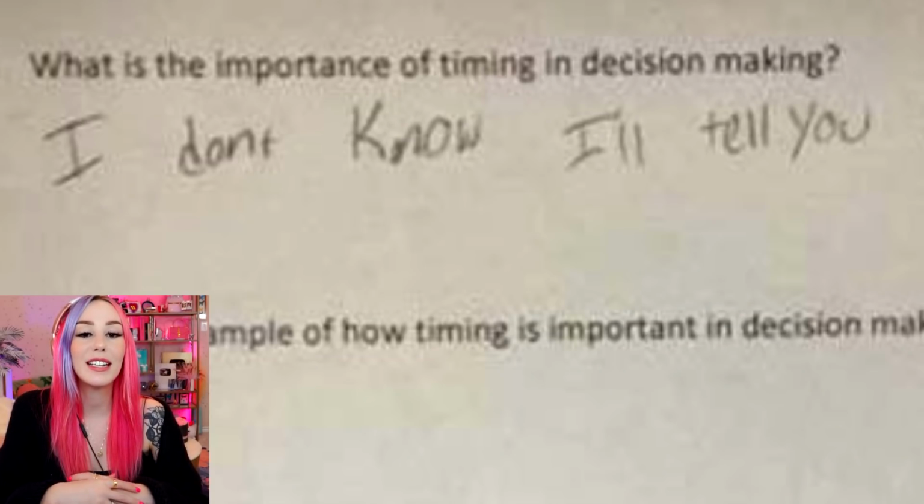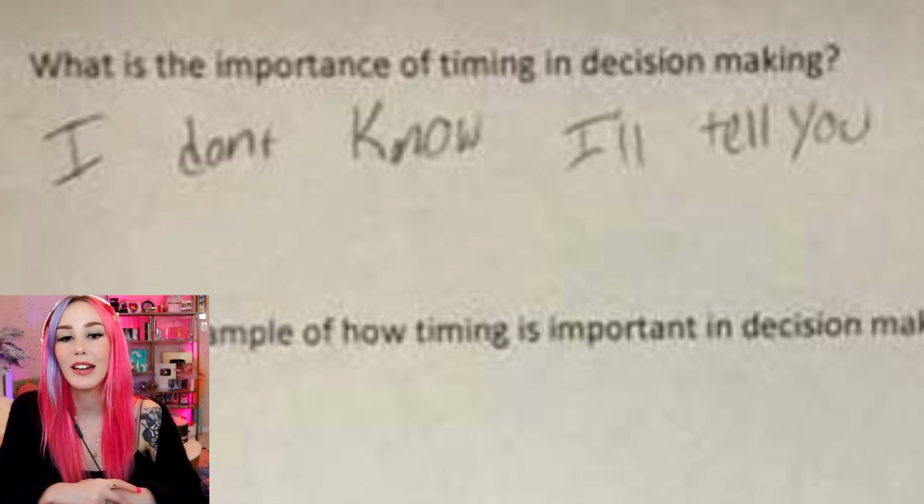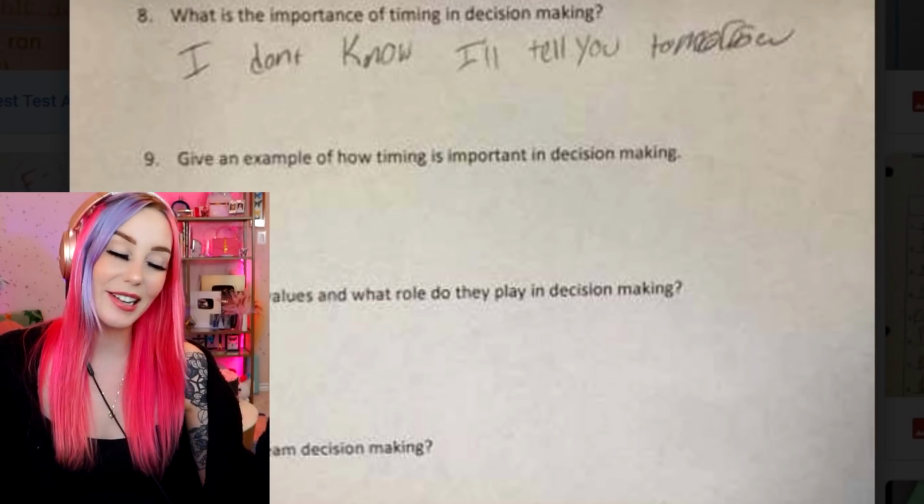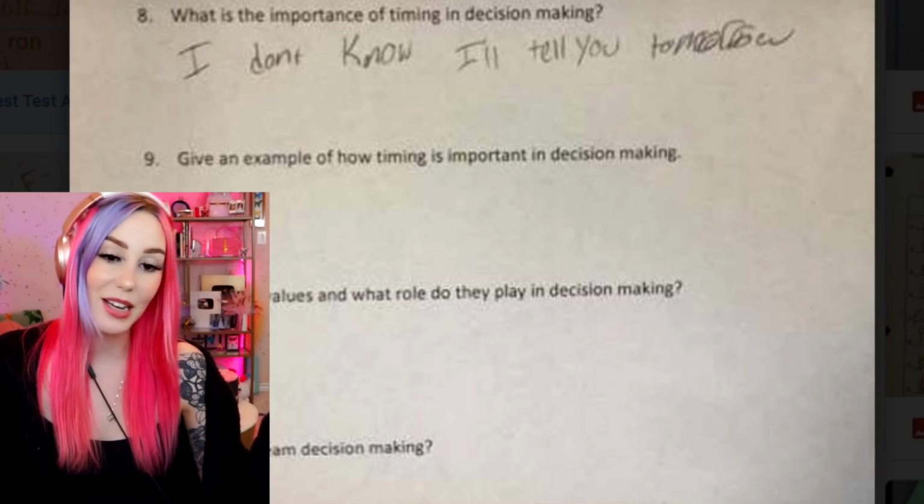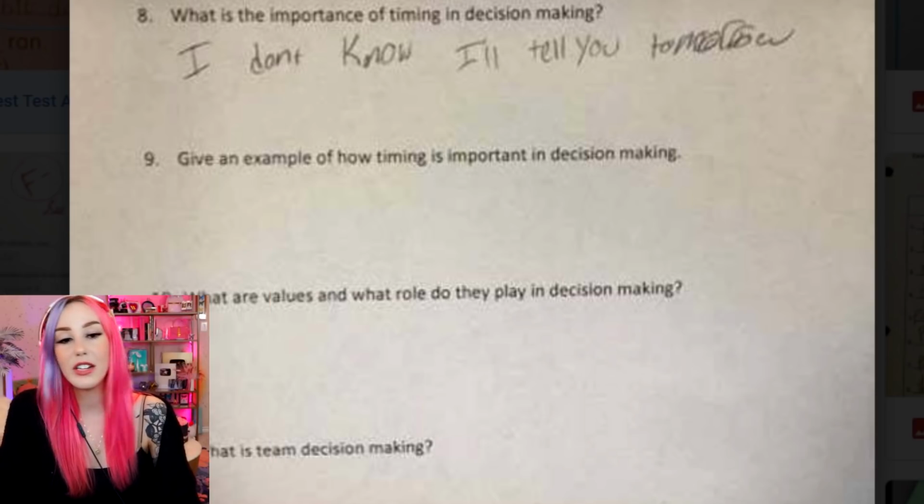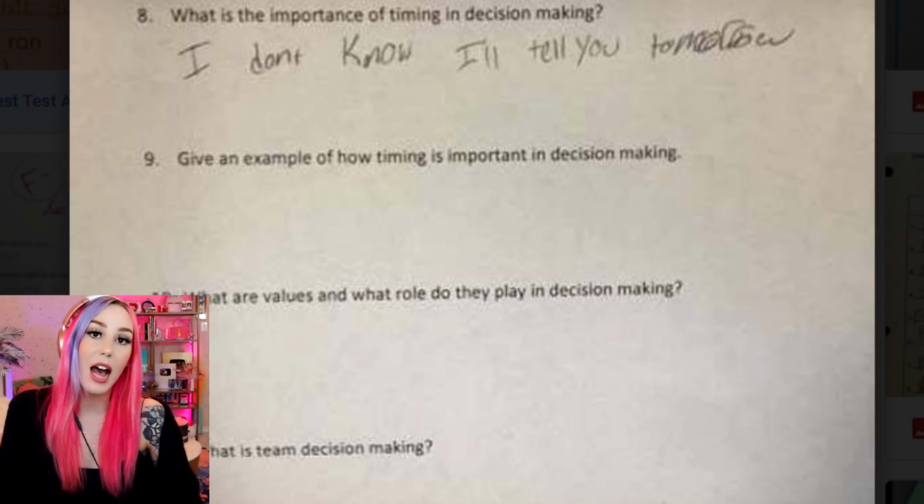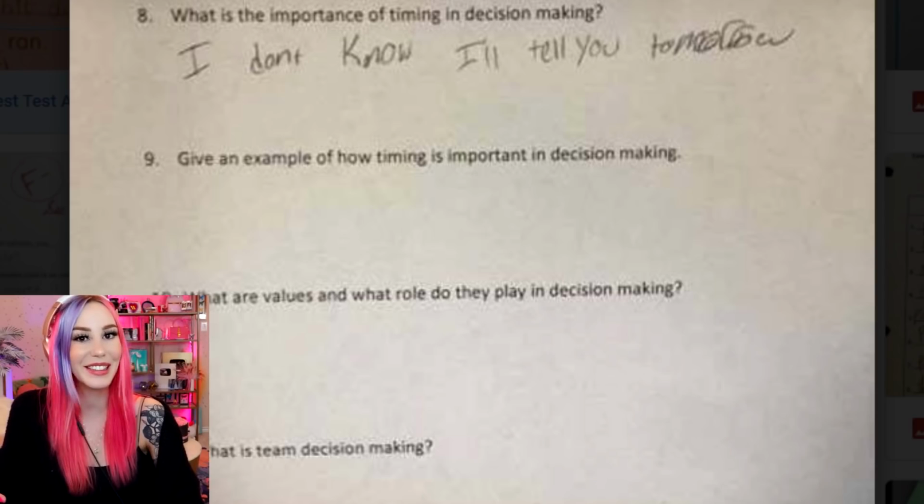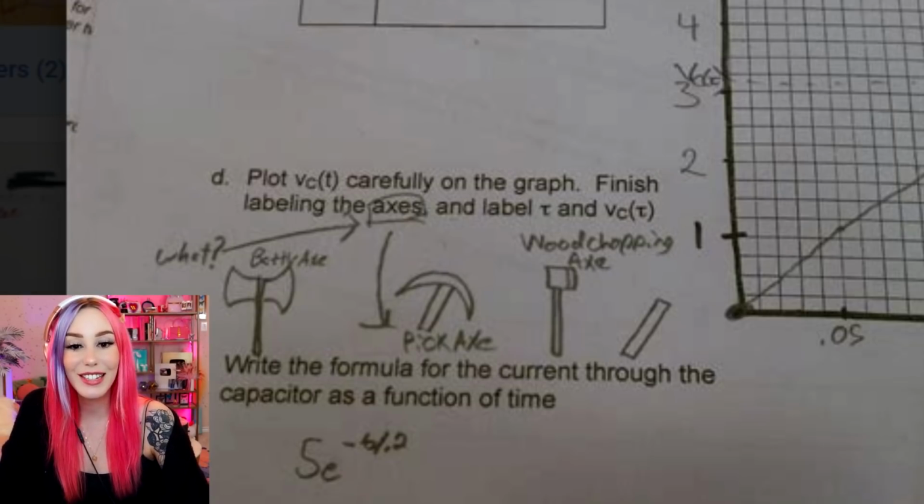What is the importance of timing and decision making? I don't know. I'll tell you tomorrow. See, it's ironic because he doesn't really know the importance of time and decision making. He made a decision on his test and he thought he would tell him tomorrow. Imagine if you could just opt out of your test by just saying, I'll tell you the answer tomorrow. I don't think the teachers would be too okay with that. Also, we got a jokester in this class.